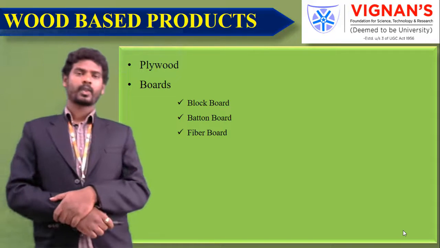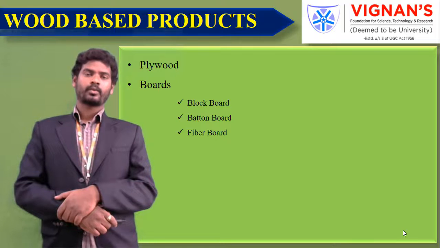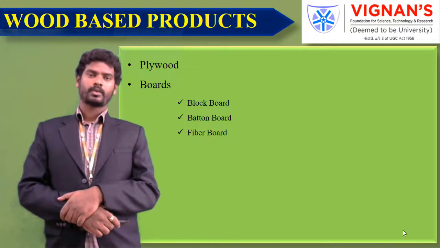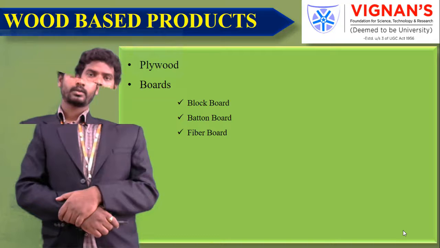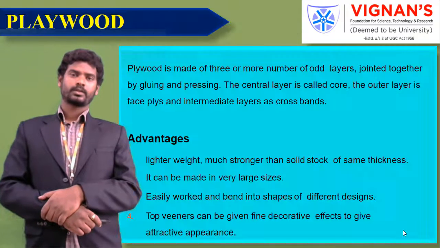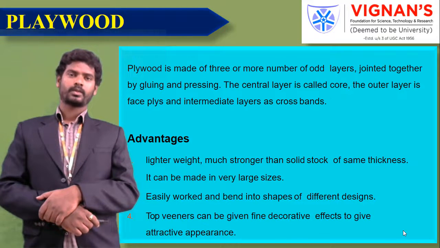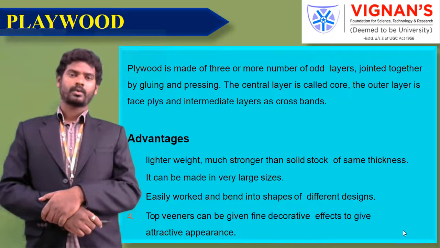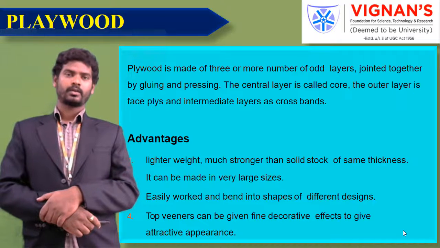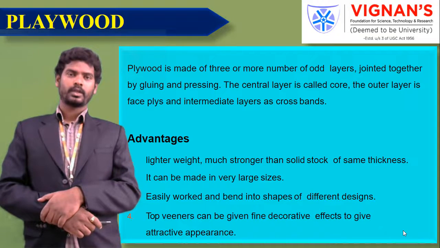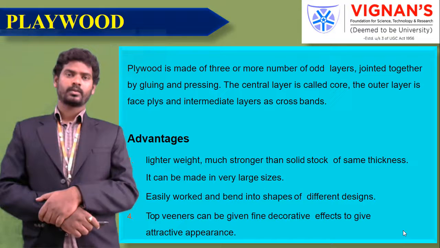Next one is wood-based products. There are two types of wood-based products: plywood and boards. The boards are again classified into blackboards, button boards, fiber boards. Next one is plywood. Plywood is made up of three or more odd layers joined together by gluing and pressing. The central layer is called the core, the outer layer is the face plate, and the intermediate layer is the crossbar.